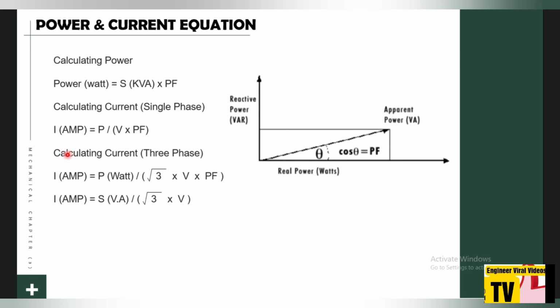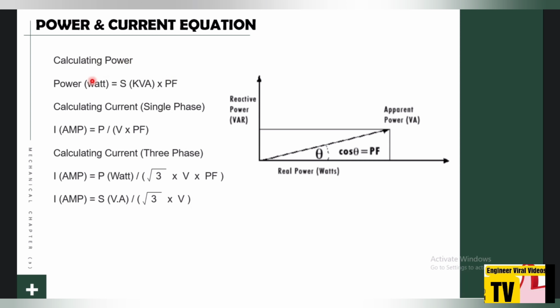And in three phase, if I want to calculate the current, it is equal to P, power in watts, divided by root 3 multiplied by voltage V multiplied by PF, power factor. And if I have the power in volt-amperes, that means I will take S divided by root 3 multiplied by V. I will remove the power factor. Refer to this equation.